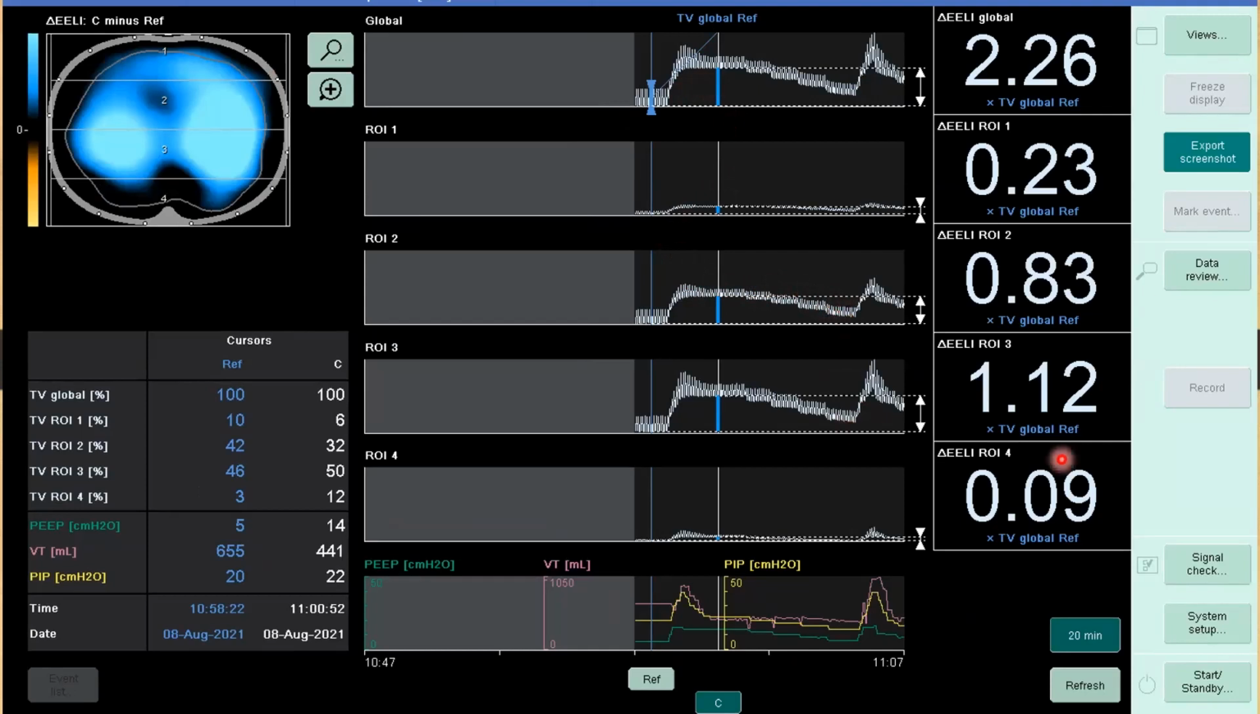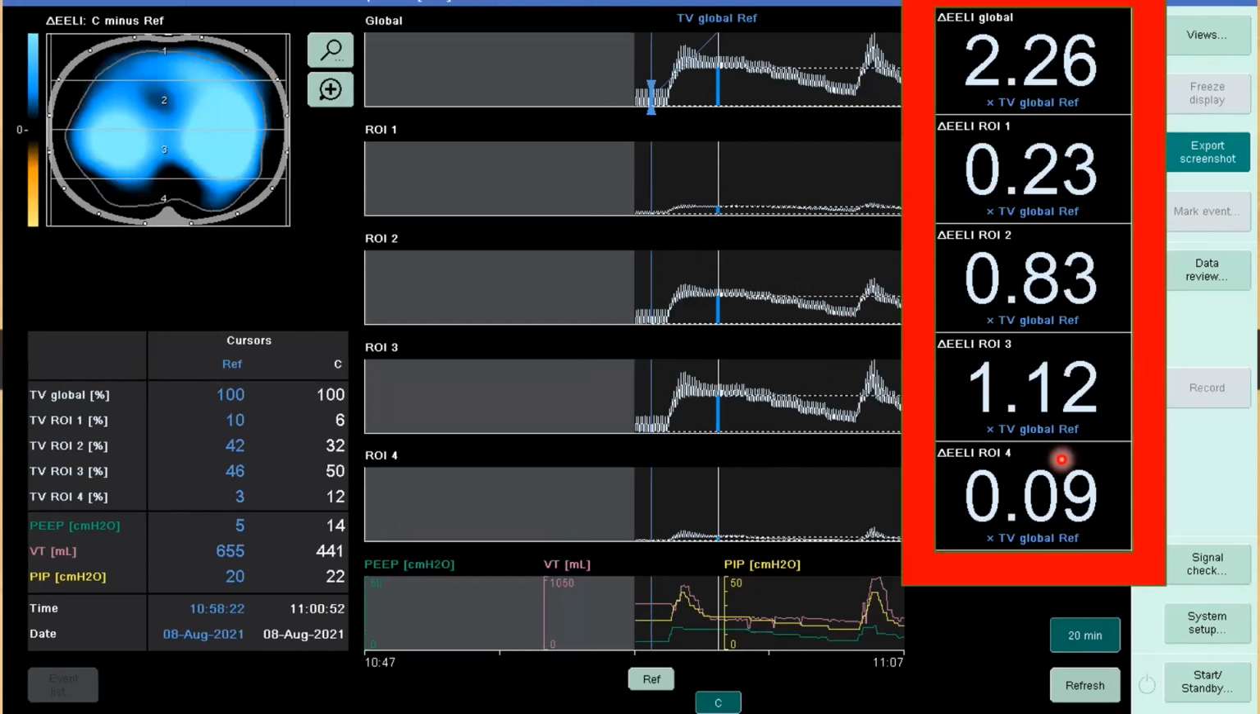Over here, we have the impedance values. This is the global impedance value. And then you have basically, if you add up these, they add up to 2.26. So here's your ventral, mid-dorsal, and dorsal again. Now, remember that impedance means volume. So right away, I see the positive impedance values, and I say to myself, okay, I know that there is an increase in the end expiratory lung volume.